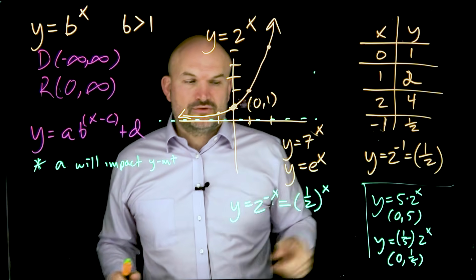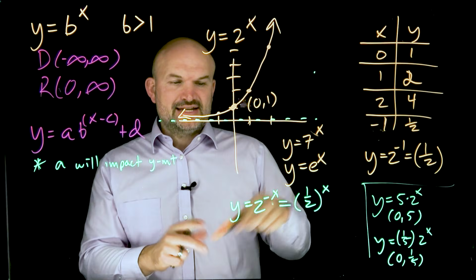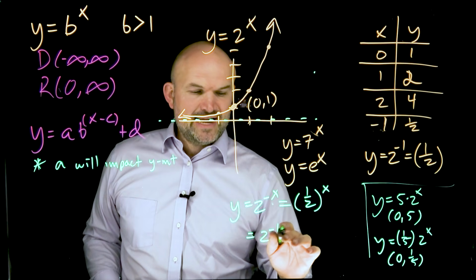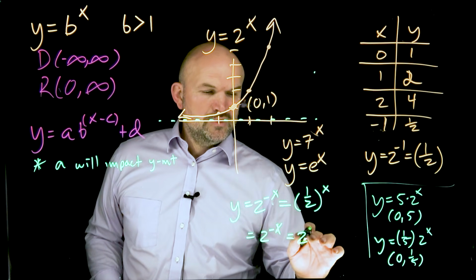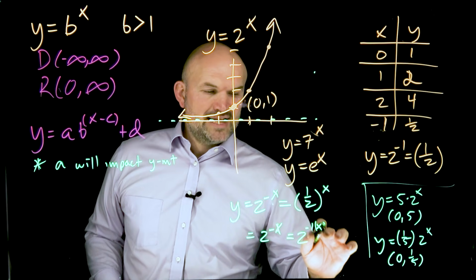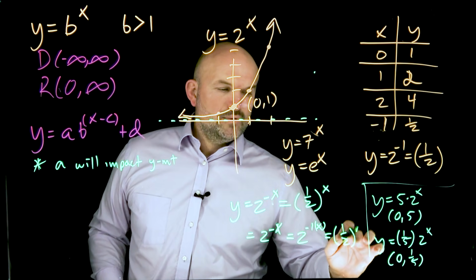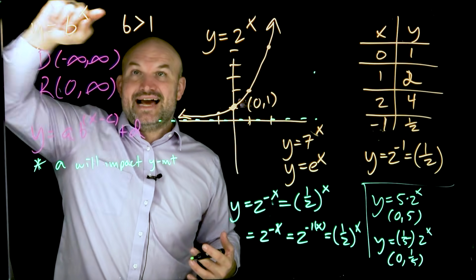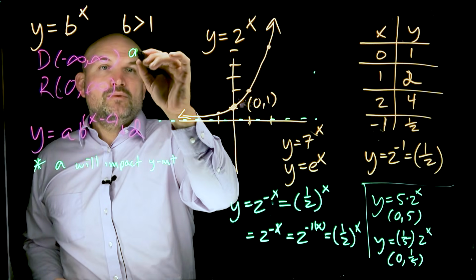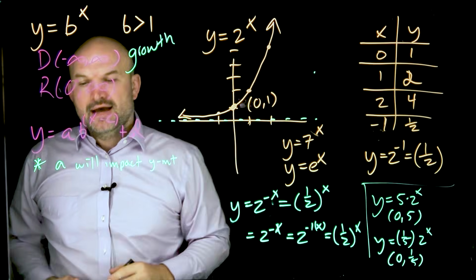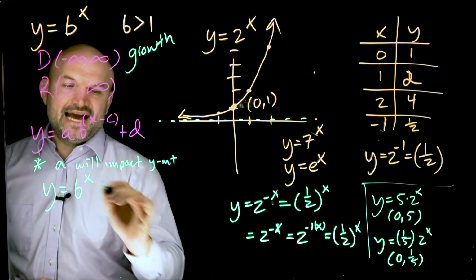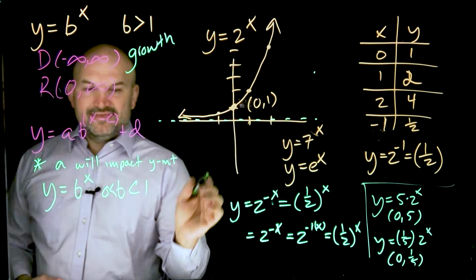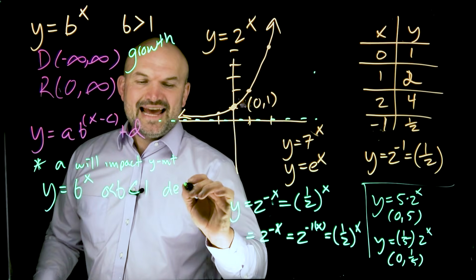Another way we can write it, rather than rewriting it as 2 raised to the negative x, is this: 2 raised to the negative x is the same thing as 2 raised to the negative first power, times x, which is (1/2) raised to the x. And the reason that's important is that when I talked about y equals b to the x, when b is greater than 1, that was what we called the growth function. However, when y equals b to the x and b is greater than 0 but less than 1, that is what we call our decay function.